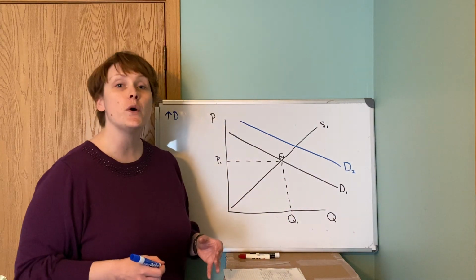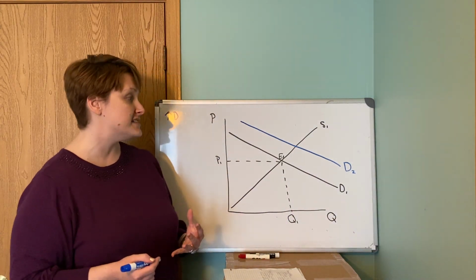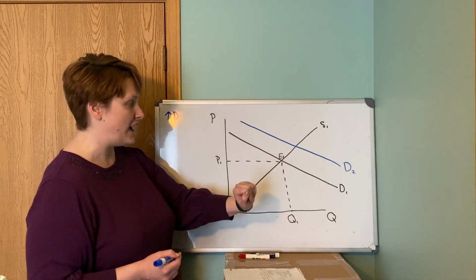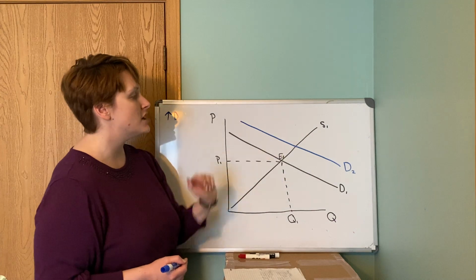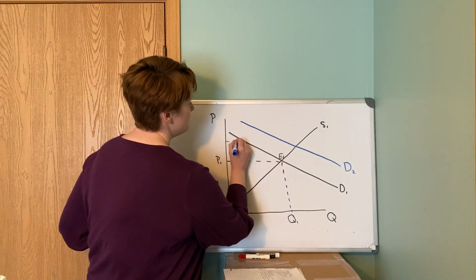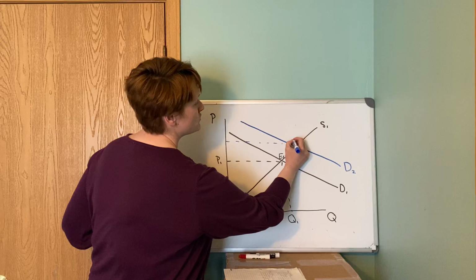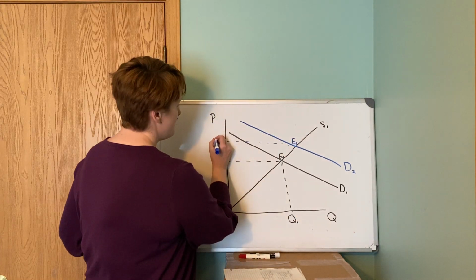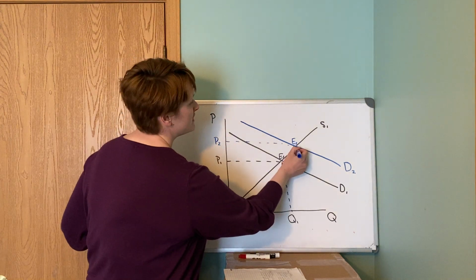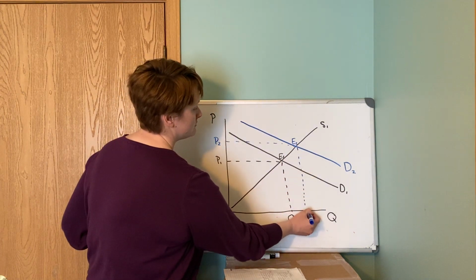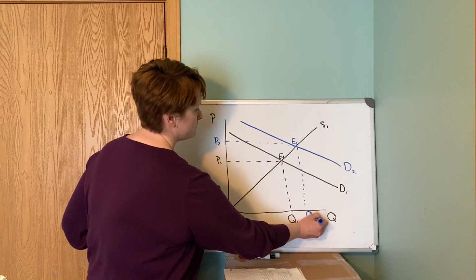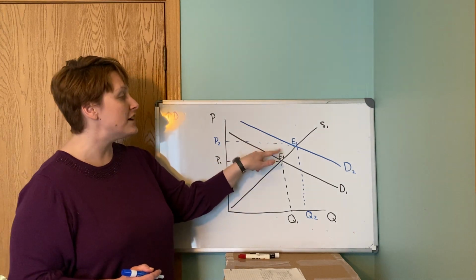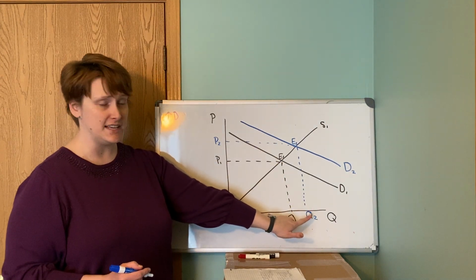This new shift is going to give us a new equilibrium price and quantity that is further up along our quantity supplied curve and increased on our demand curve. We'll label this E2, and this will be price 2 and quantity 2. As a result of this increase in demand, we have higher prices and higher quantities.